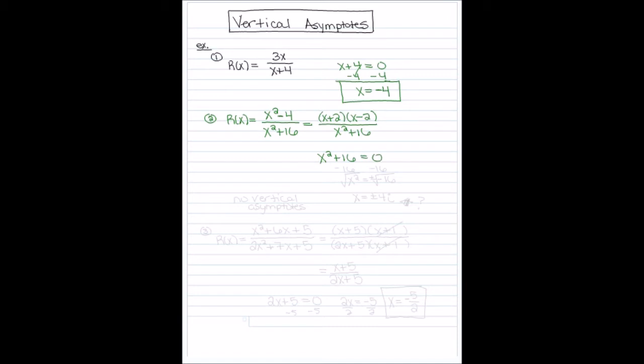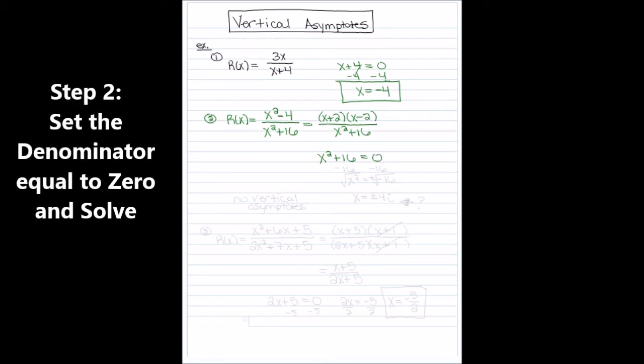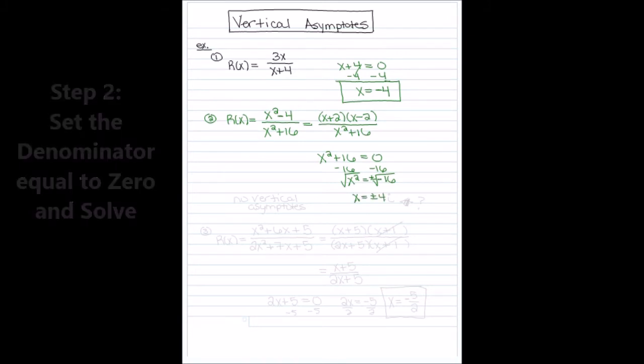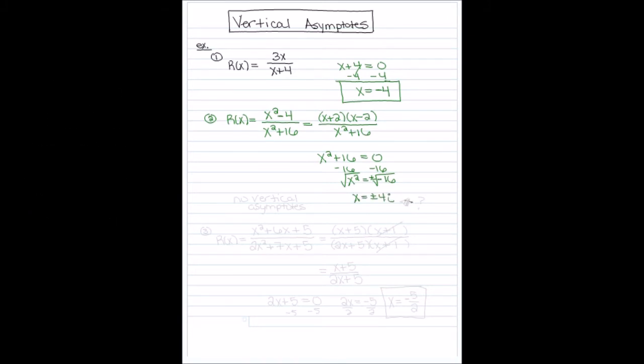Now step number 2 is to set my denominator equal to 0. And I do that and I can't factor it. If I do try to solve for x, I would subtract the 16. I get x squared is equal to negative 16. And if I take the square root of both sides, I end up getting plus or minus 4i, which is an imaginary number. We can't do anything with that. So for this particular example, because there was no real values of x from the denominator, there are no vertical asymptotes.